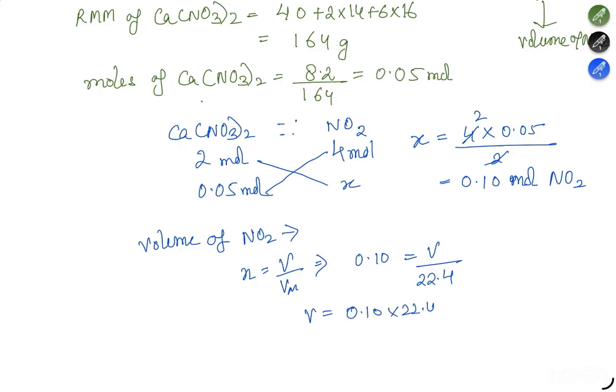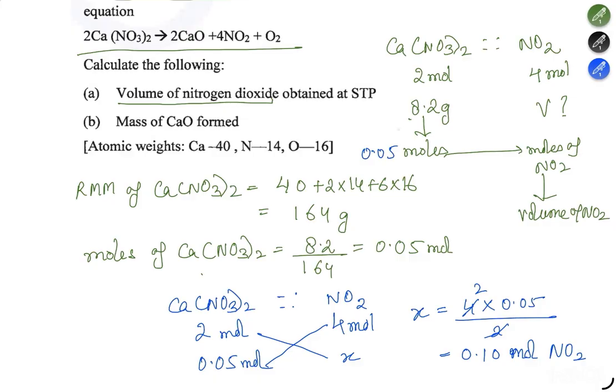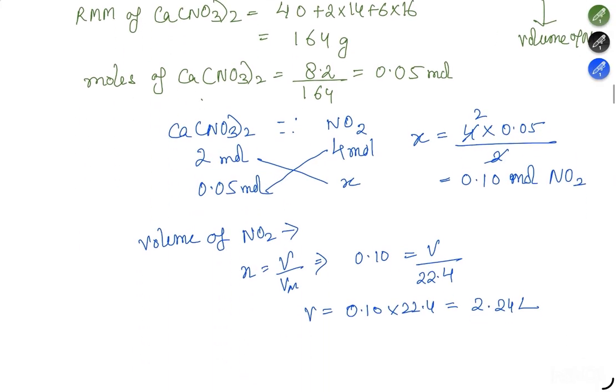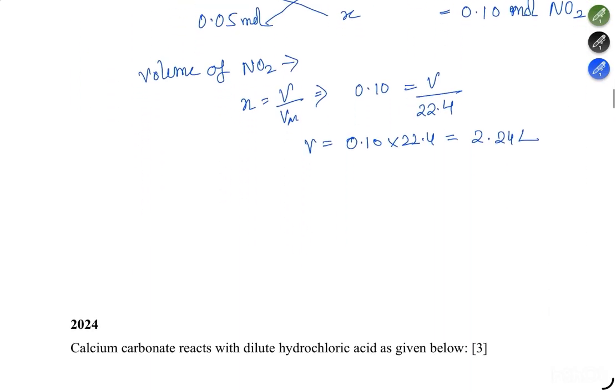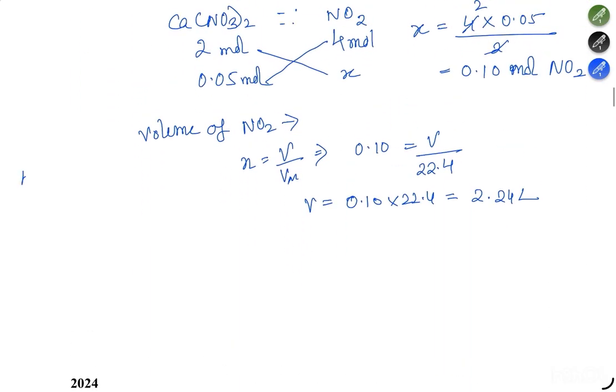0.10 into 22.4, which will give you the answer 2.24 liter. So my first answer for the volume of nitrogen dioxide is 2.24 liter of nitrogen dioxide gas is obtained. Now let's move to the next part, the mass of calcium oxide formed. Again we have to go back to the mole ratio. If you see the mole ratio here, 2 moles of calcium nitrate produces 2 moles of calcium oxide. So let's use this data to calculate the B part.